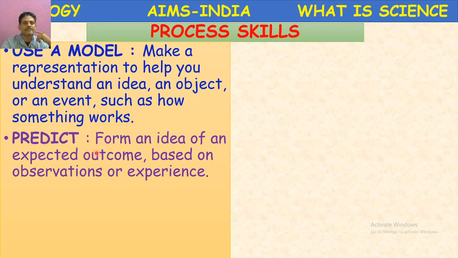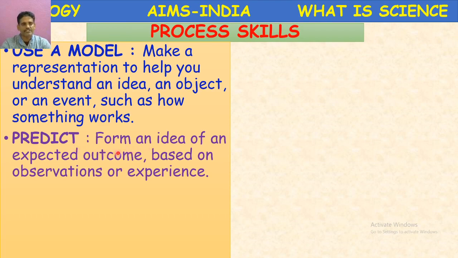Okay. Then predict, form an idea of an expected outcome based on observations or experiences. To predict, whenever these process skills, you must be very conscious when you are doing anything. This is nothing but learning by doing, learning by experimentation, learning by experience. So in order to experience that concept, compulsory your consciousness is very important.